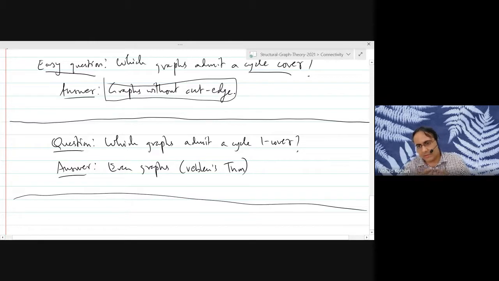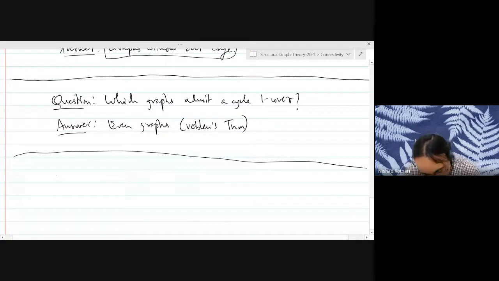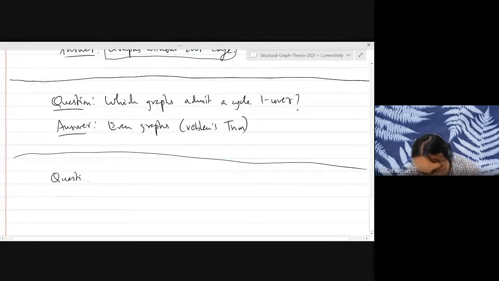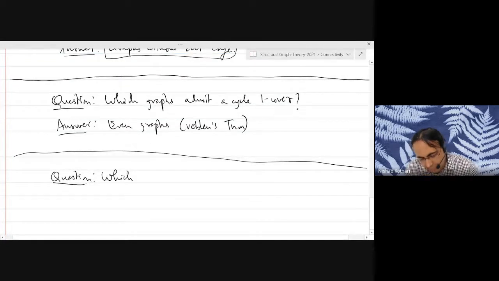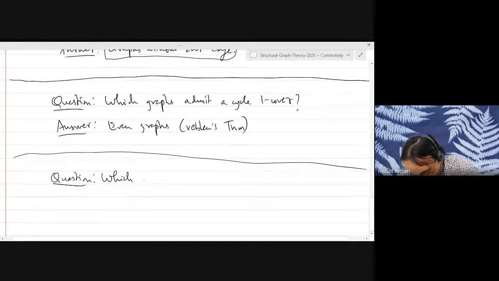So let's try to relax the condition slightly. Instead of a 1 cover, let's ask for a 2 cover. Okay? So maybe the answer is not just the even graphs, but maybe there are other graphs which admit cycle 2 covers.